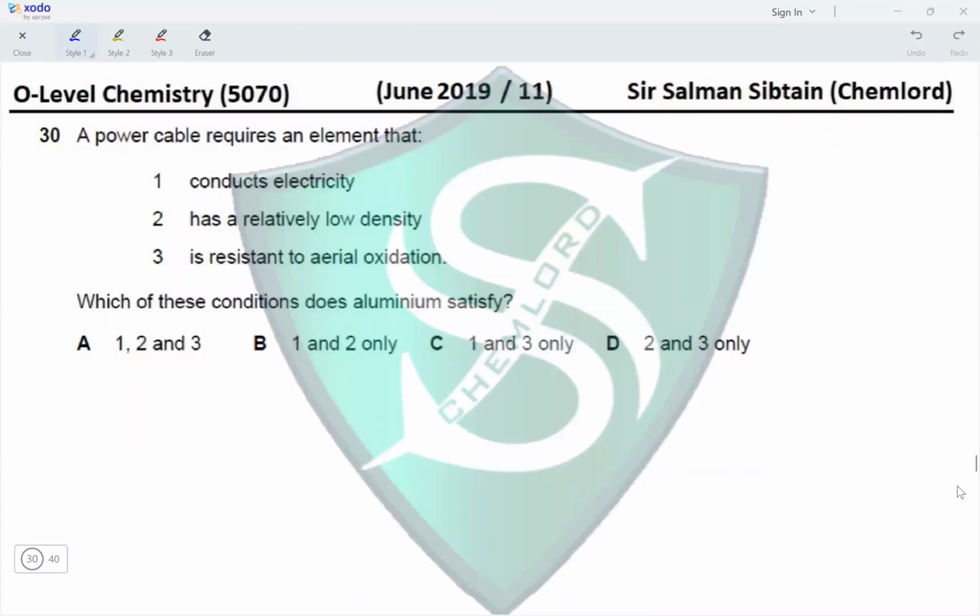Question 30. A power cable requires an element that conducts electricity. Power cable, yes. Has a relatively low density? Yes. Is resistant to aerial oxidation? Of course. All these properties are present in the element aluminum, and that is why it is used in power cables. Which of these conditions does aluminum satisfy? All three. So this makes option A the correct option for this question.